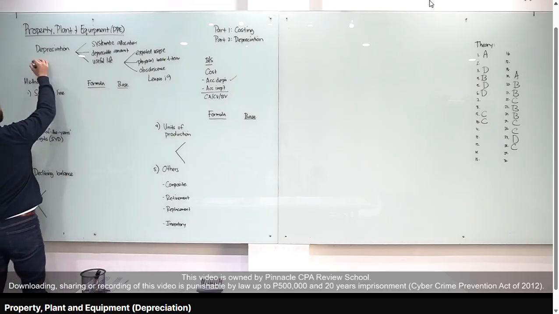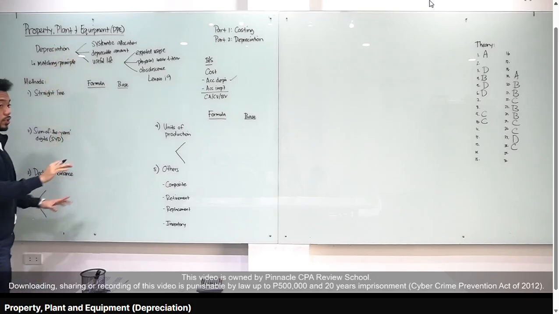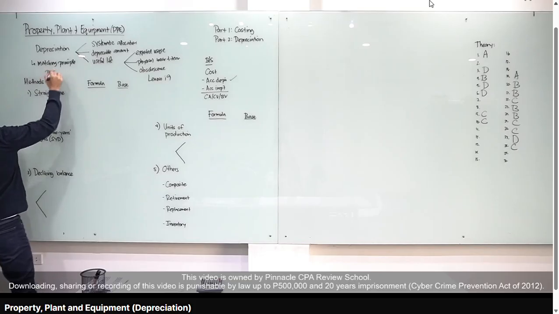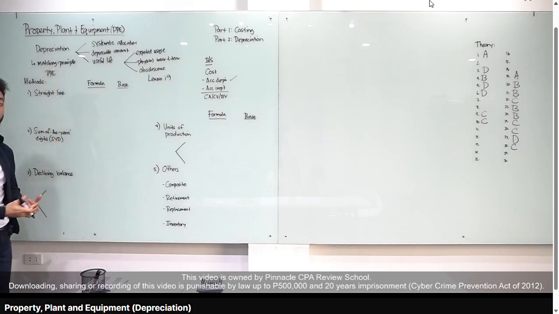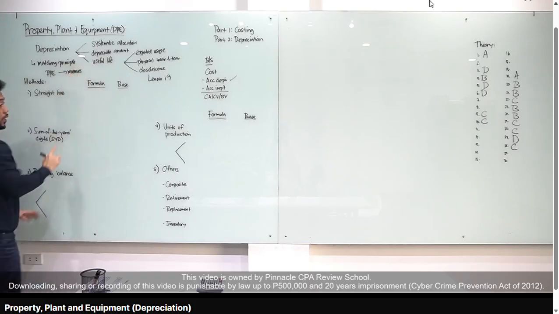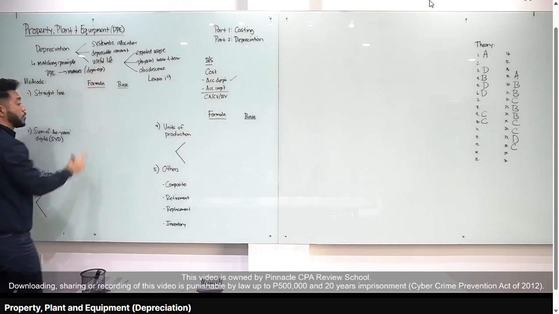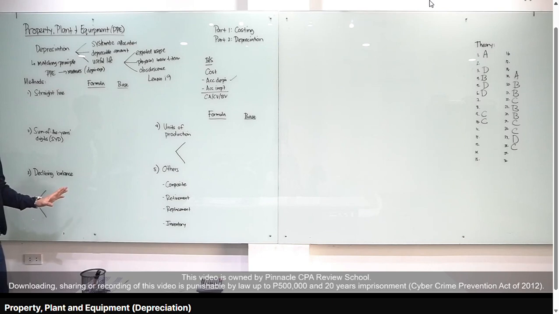Now, depreciation is also compliant with the matching principle in accounting. What does the matching principle mean? We match expenses with revenues. Now, we know, class, that PPE is used in the operation. So basically, we use the PPE to generate revenues. Now, what is the related expense of the revenues generated by our PPE? It's the depreciation expense. That is why it is compliant with the matching principle. So the revenues generated by the PPE, we match with the depreciation expense.